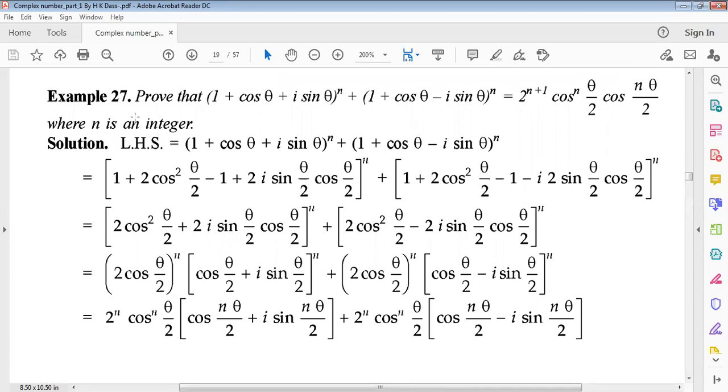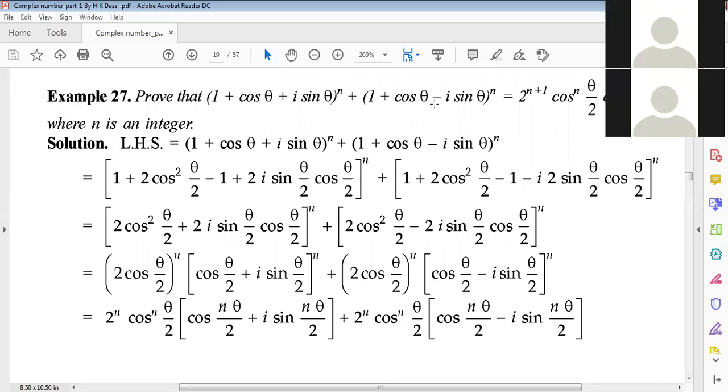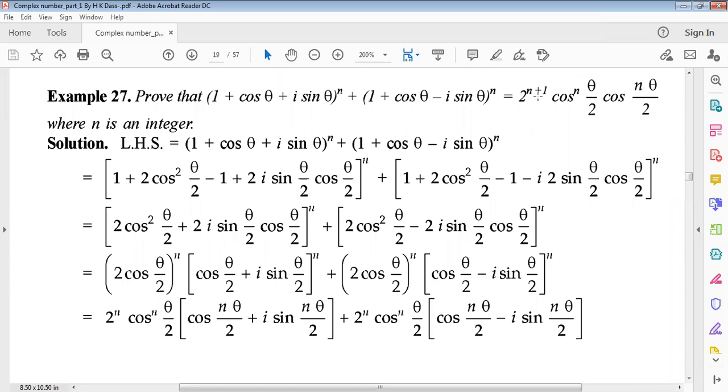Application of De Moivre's theorem: prove that (1 + cos theta + i sin theta) to the power n plus (1 + cos theta - i sin theta) to the power n equals 2 to the power n+1 cos to the power n (theta/2) cos (n theta/2). We have to prove this result where n is an integer. Now the left hand side.